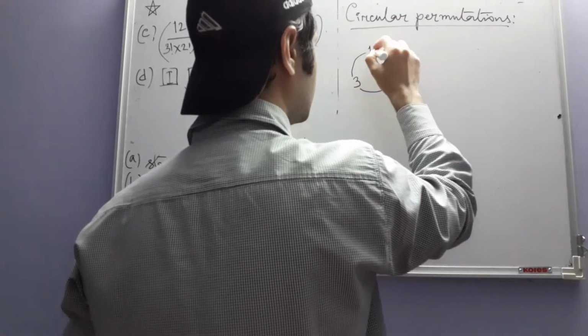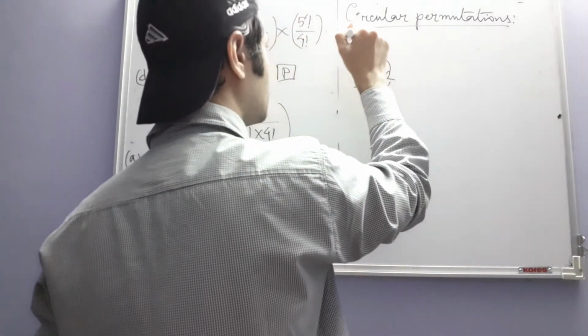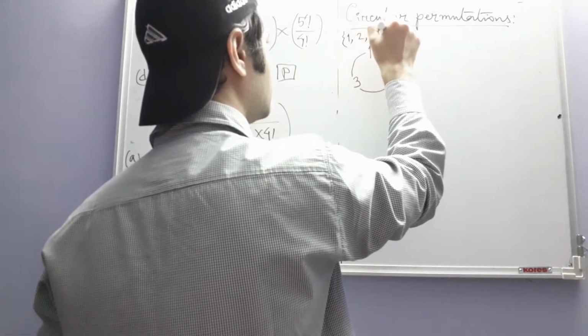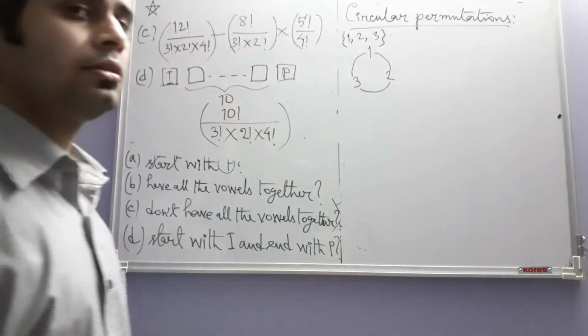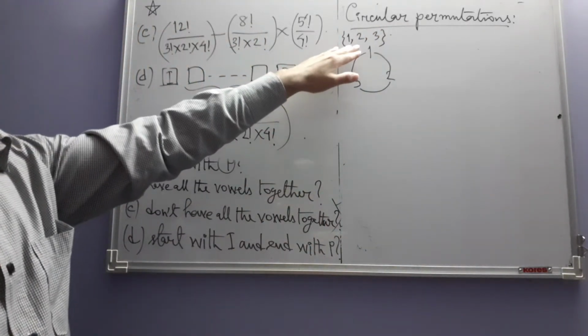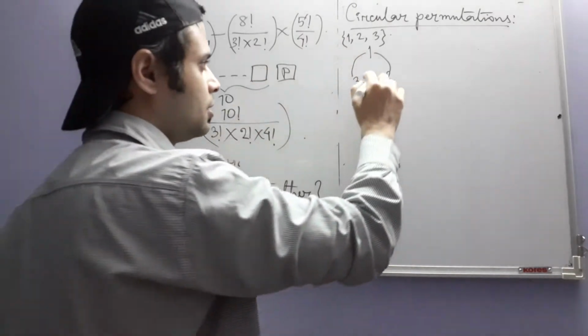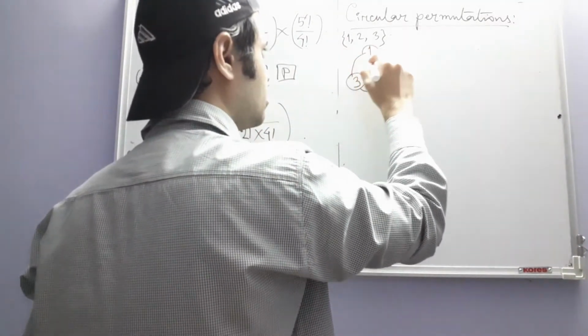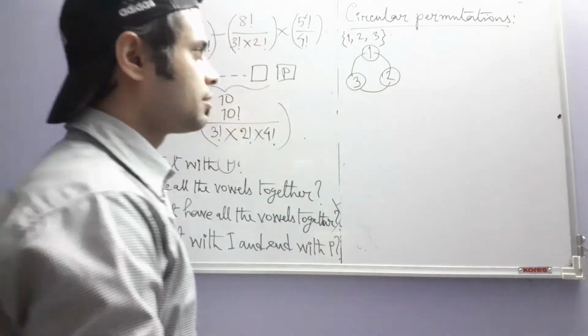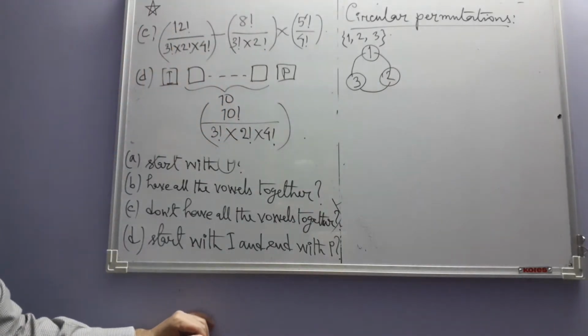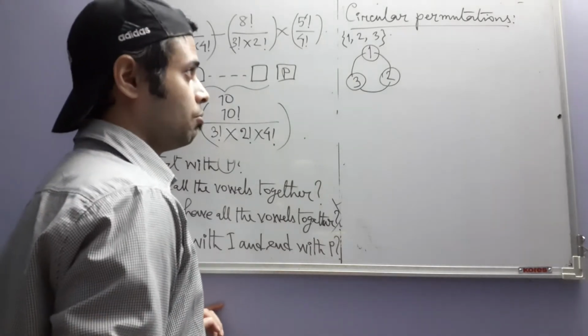Say we have 3 objects, 1, 2 and 3. Since they are distinct, I can create a set out of them. Now they have been arranged along a circle. The question is, in how many ways can this be done? If you think it is still 3 factorial, you would be wrong, unfortunately. Why is that so?